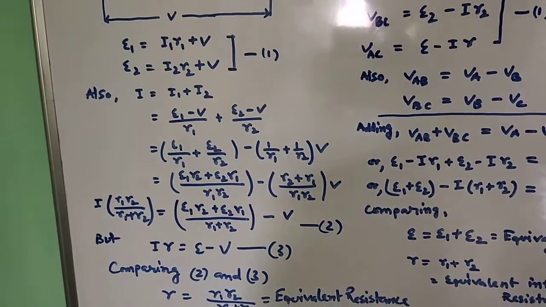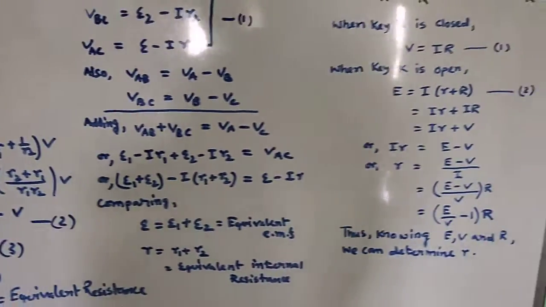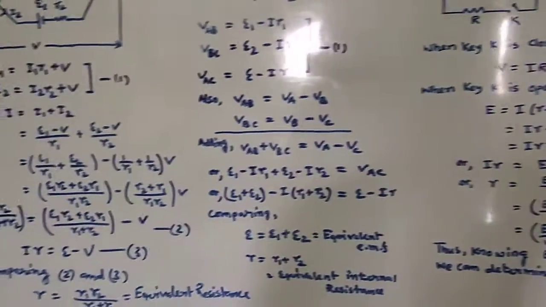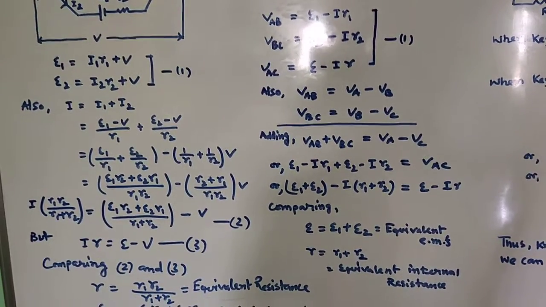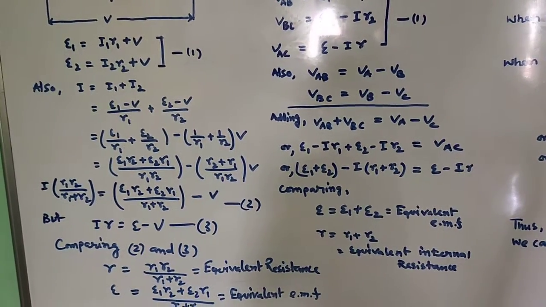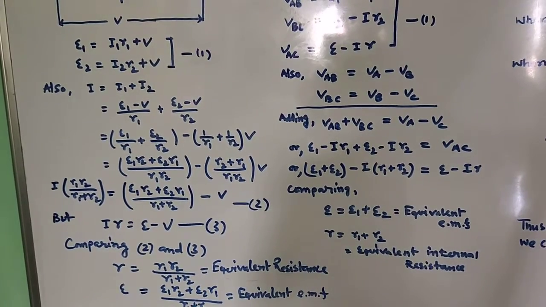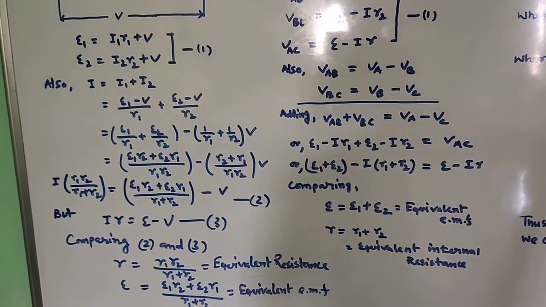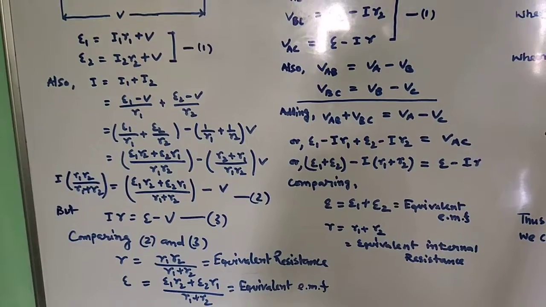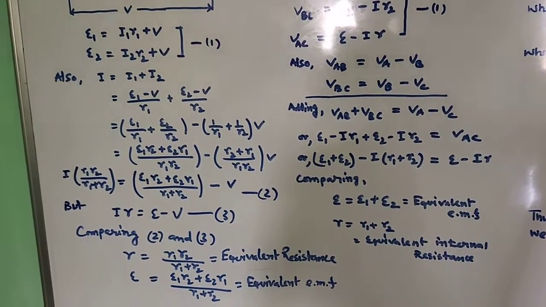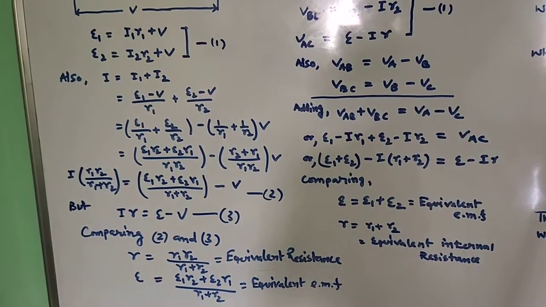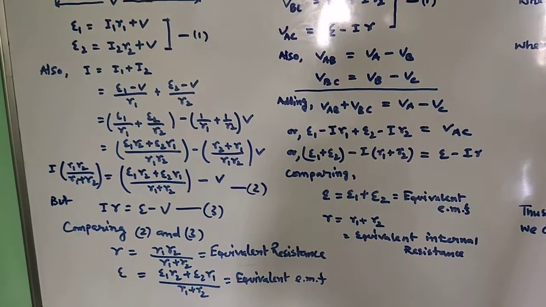So again we are using this equation, E minus V equal to Ir. So Ir equal to E minus V. If you compare, the equivalent internal resistance is nothing but r1 r2 by (r1 plus r2) in case of cells connected in parallel, and the equivalent EMF is (E1 r2 plus E2 r1) by (r1 plus r2).